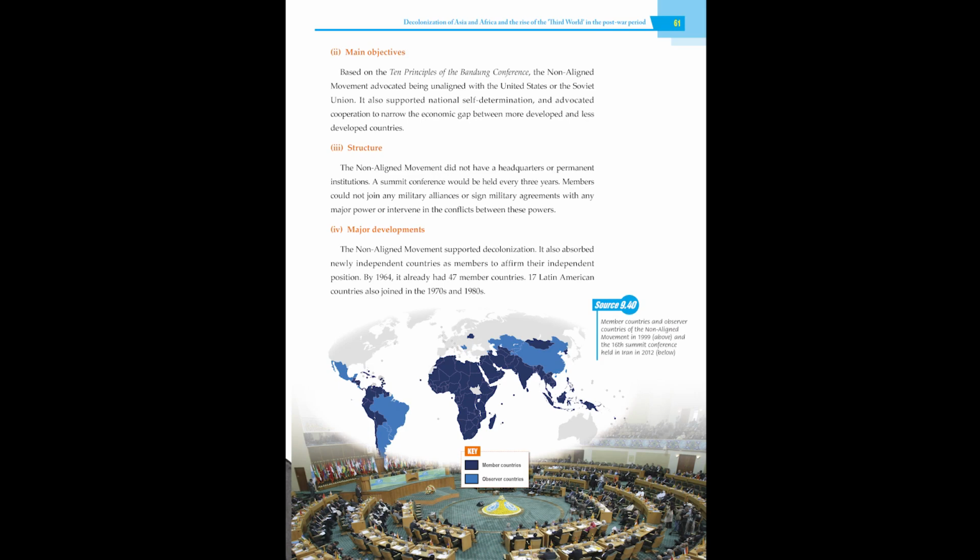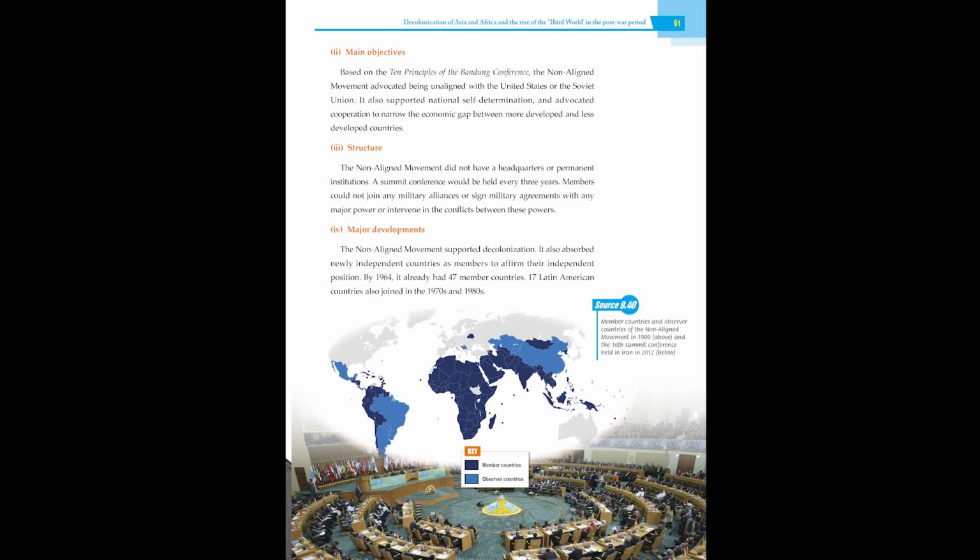3. Structure. The non-aligned movement did not have a headquarters or permanent institutions. A summit conference would be held every 3 years. Members could not join any military alliances or sign military agreements with any major power or intervene in the conflicts between these powers.